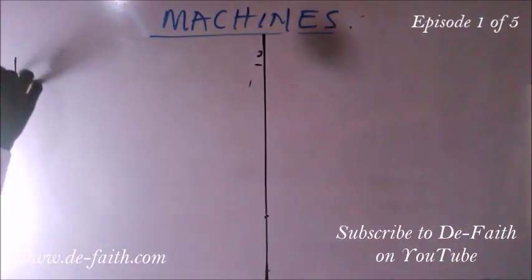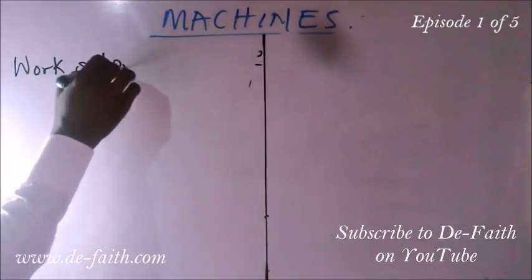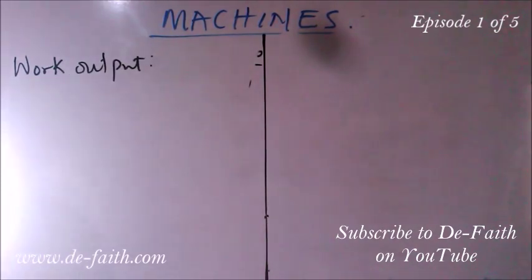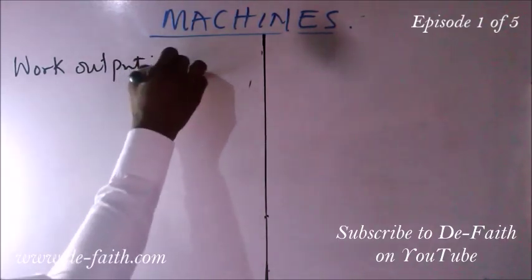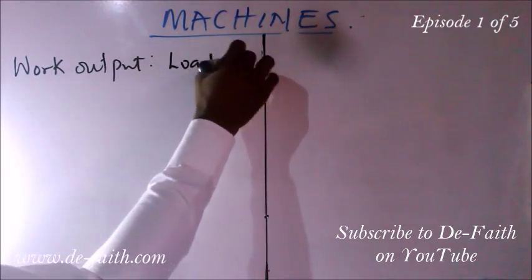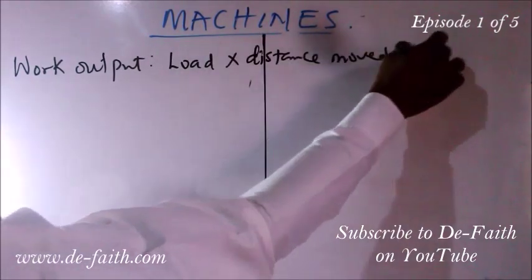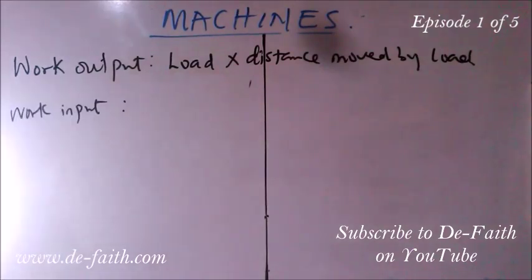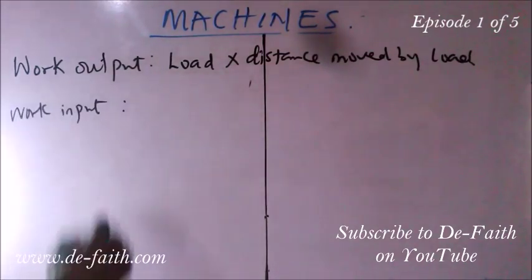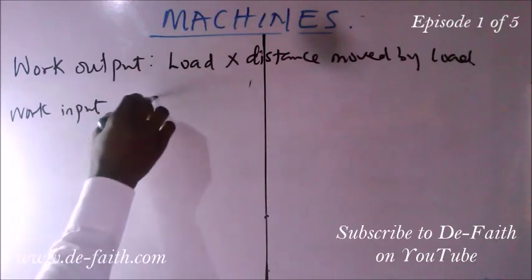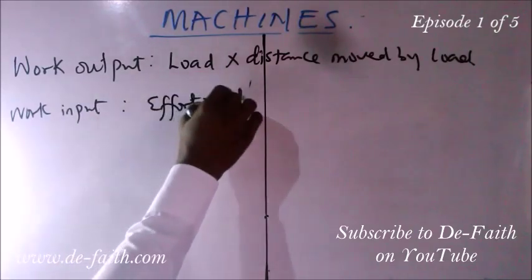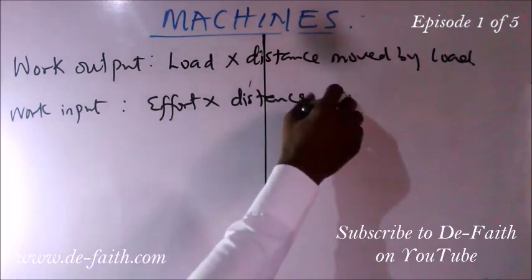When we consider that we are carrying out a particular work, we have what is called the work output. The work output is the load that we are carrying multiplied by the distance moved by this load. That's how we derive our work output. So we said work output is load multiplied by the distance moved by load. Then the work input talks about the effort you are putting in across a particular distance. So the work input we said is the effort multiplied by the distance across which it is applied.